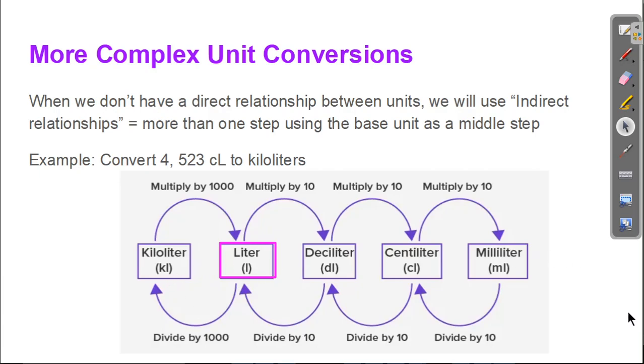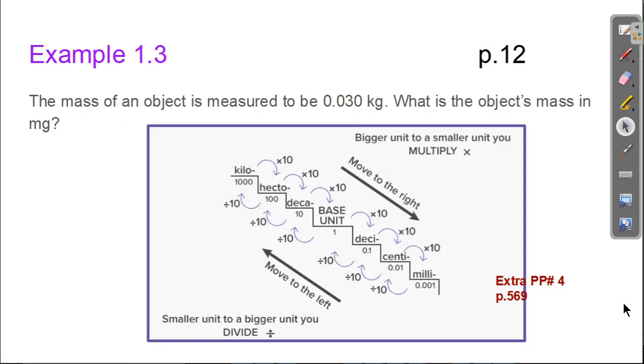And what do I mean by that? You ready? Let's look at the example and you see how this is not that complicated, it's just a tiny bit longer. The mass of an object is measured to be 0.030 kilograms. So what is the object's mass in milligrams? So you go from your kilo to your milli, top to the bottom. Wow, there's a lot of bumps separating them.